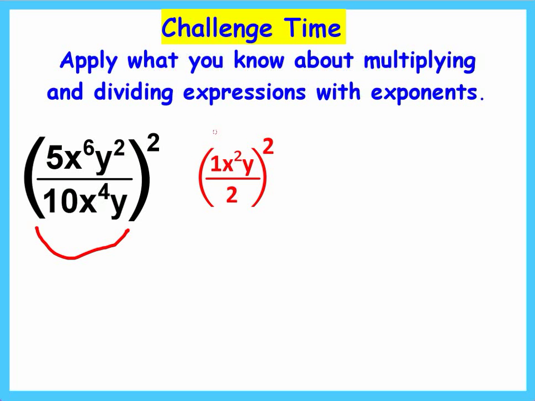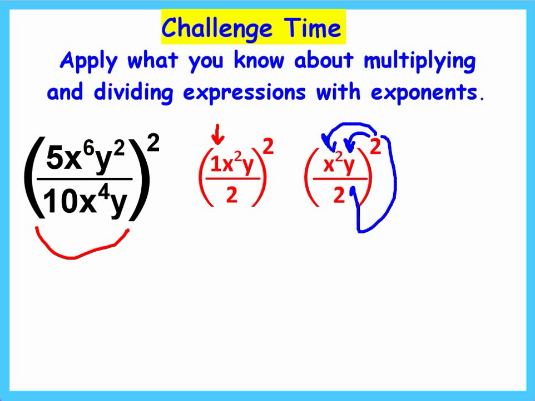So remember, generally we're not going to use that 1 in front of the x. So let's simplify that even more by getting rid of that 1. Now what happens is your exponent gets distributed to everything inside your parentheses, including the bottom number. So you're left with x to the fourth, y to the second, over 2 to the second, or 4.